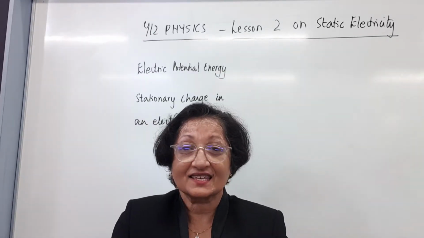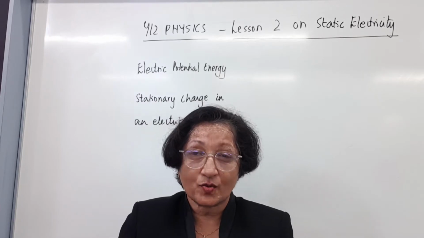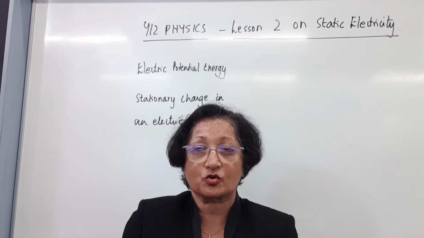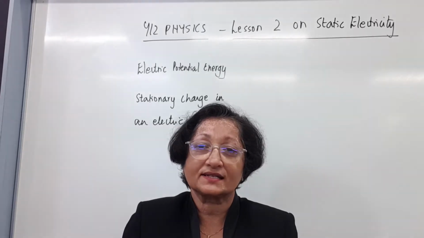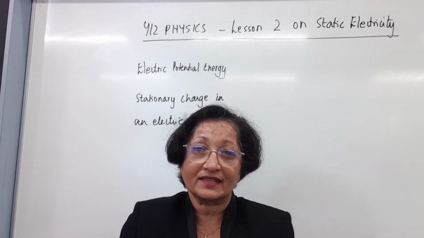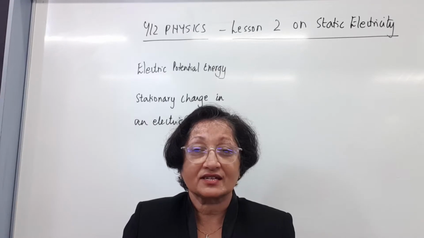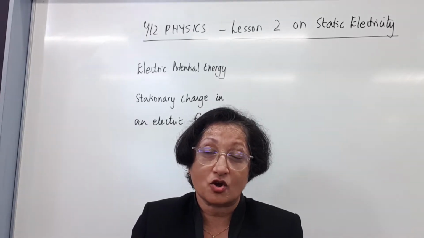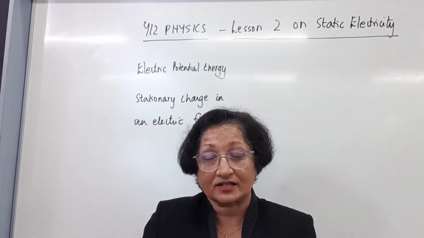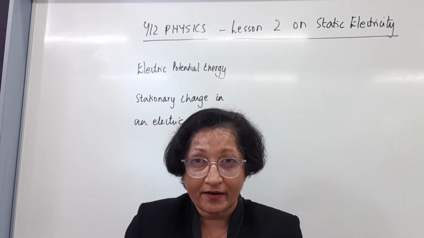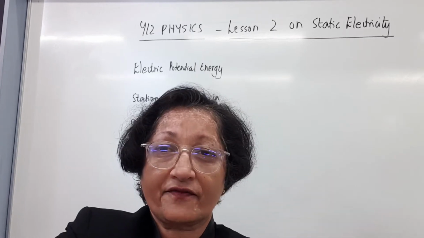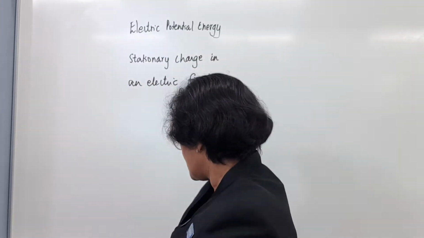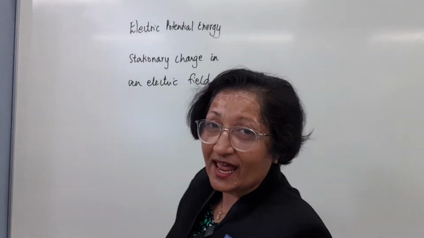This is the second lesson for year 12 on static electricity, and in this lesson I'm going to be talking about two things. One is electric potential energy and the other one is about having a stationary charge between two oppositely charged plates. How can you hold a charge stationary? It has to do with Millikan's oil drop experiment. Okay, so the first thing, just going on to electric field strength and electric potential energy.